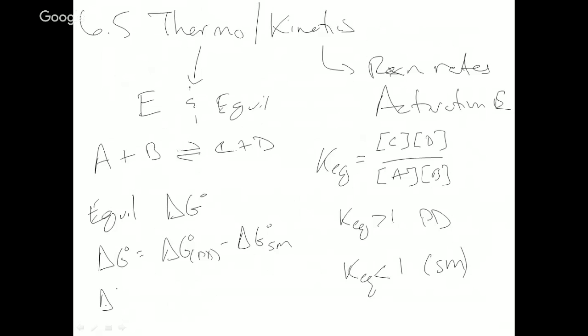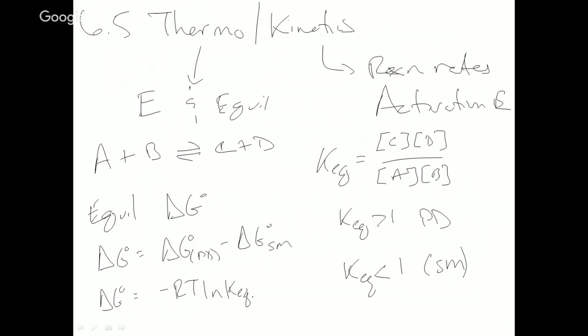It also equals minus RT ln KEQ. Again, these are equations to relate the equilibrium constant to delta G. R is a constant. We've got temperature, etc. Okay. I'm just introducing you and reminding you of some of these things. You need to go work the problems.